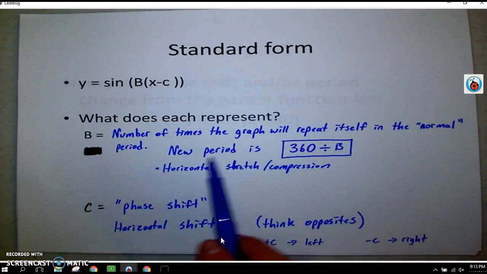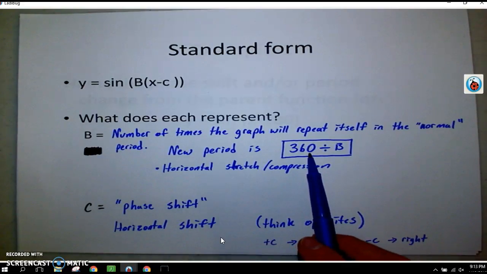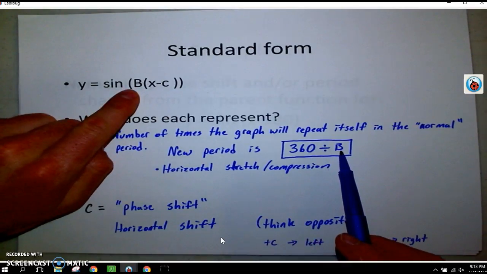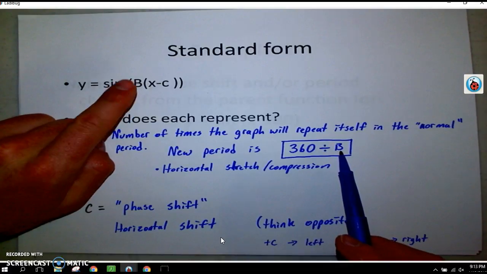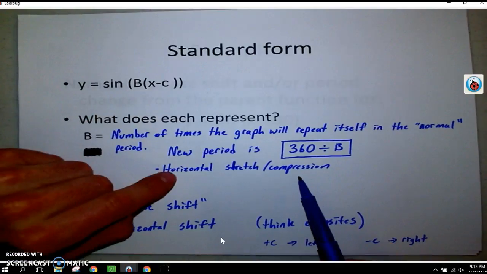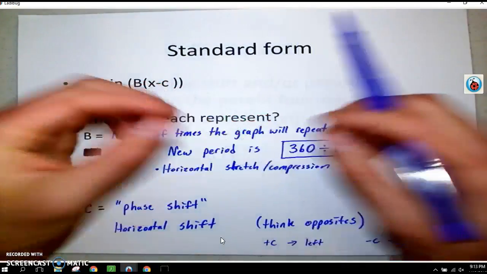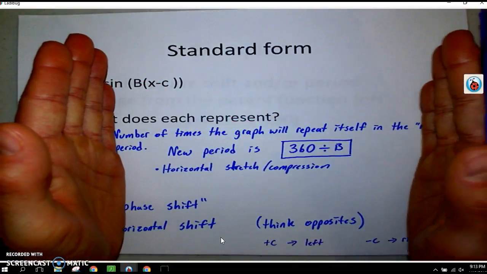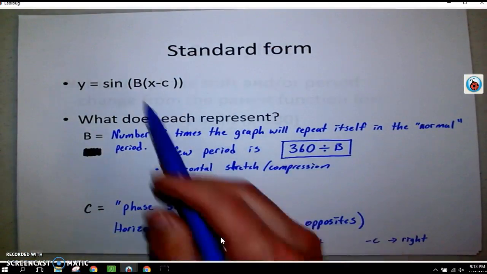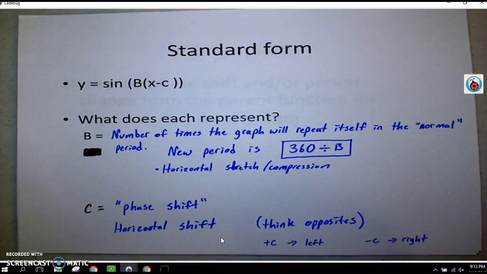The new period can be found by doing 360, that would be the original one, divided by whatever that value is for b. So for example, if it was a 2 right there, that would be a compression. It's kind of going to take our values and compress them inwards. If I did 360 divided by 2, it would be a new period of 180.